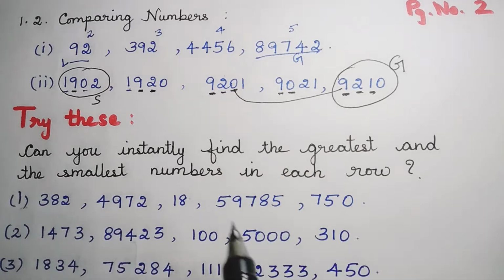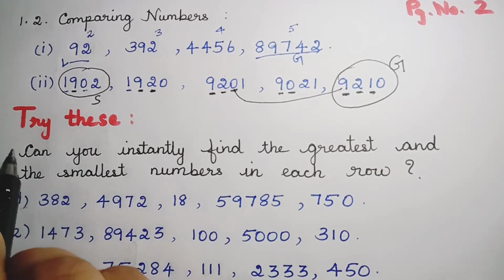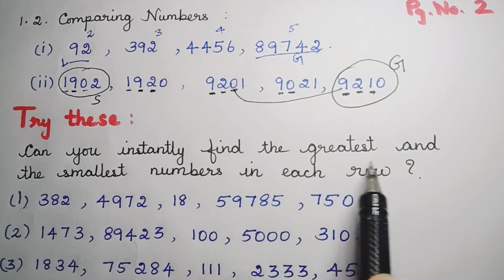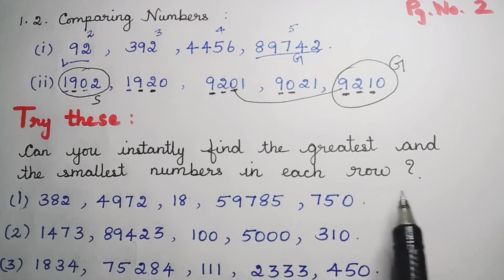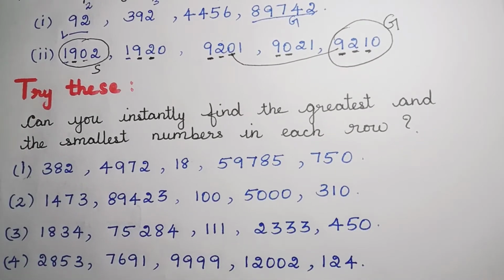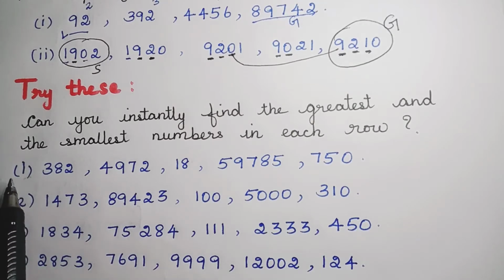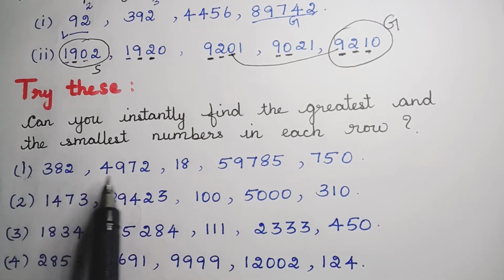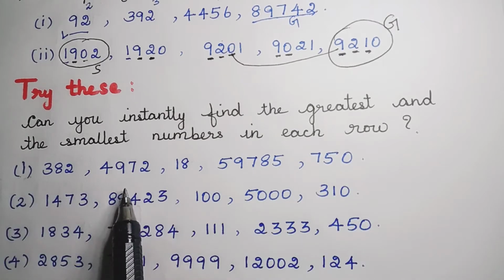I hope you understood how to do this. The next section is Try This. Can you instantly find the greatest and smallest numbers in each row? The question will be shown. You have to find the answer on the spot, within 1 second. What is the answer for the first question? Compare the digits and tell.